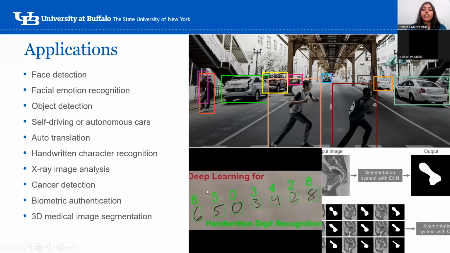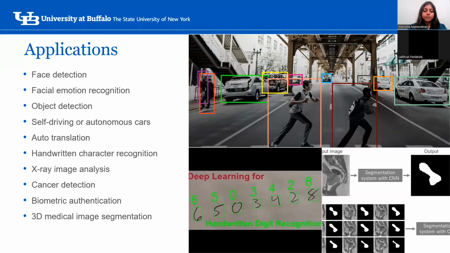It's also used for handwritten character recognition, X-ray image analysis, and cancer detection, where CNNs have been used to detect cancer in medical images such as mammograms and CT scans. They're able to produce highly accurate results, and CNNs have been able to identify cancerous cells with an accuracy of 95% compared to the 85 to 90% rate that pathologists were capable of. They're also used in biometric authentication and 3D medical image segmentation.